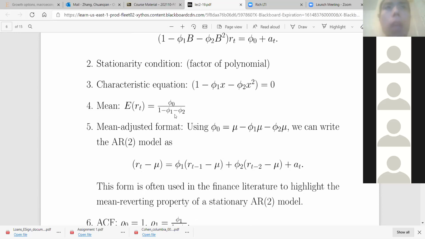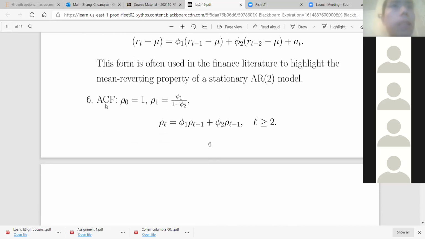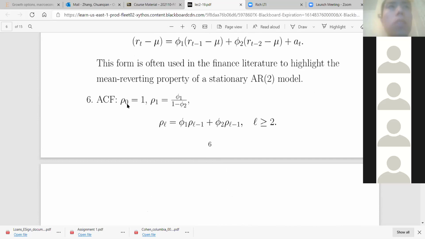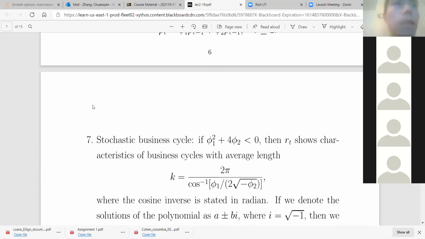That means you need to make sure phi 1 plus phi 2 altogether is less than 1 to make it stationary, right? And this is autocorrelation. This is again rho 0, or ρ0, whatever, which equals 1. That means it's correlated with itself, right? And this is 1 lag. That means today's and yesterday's returns correlation will be like this. And when L is larger than or equal to 2, you write it in this format, right? We can calculate autocorrelations.